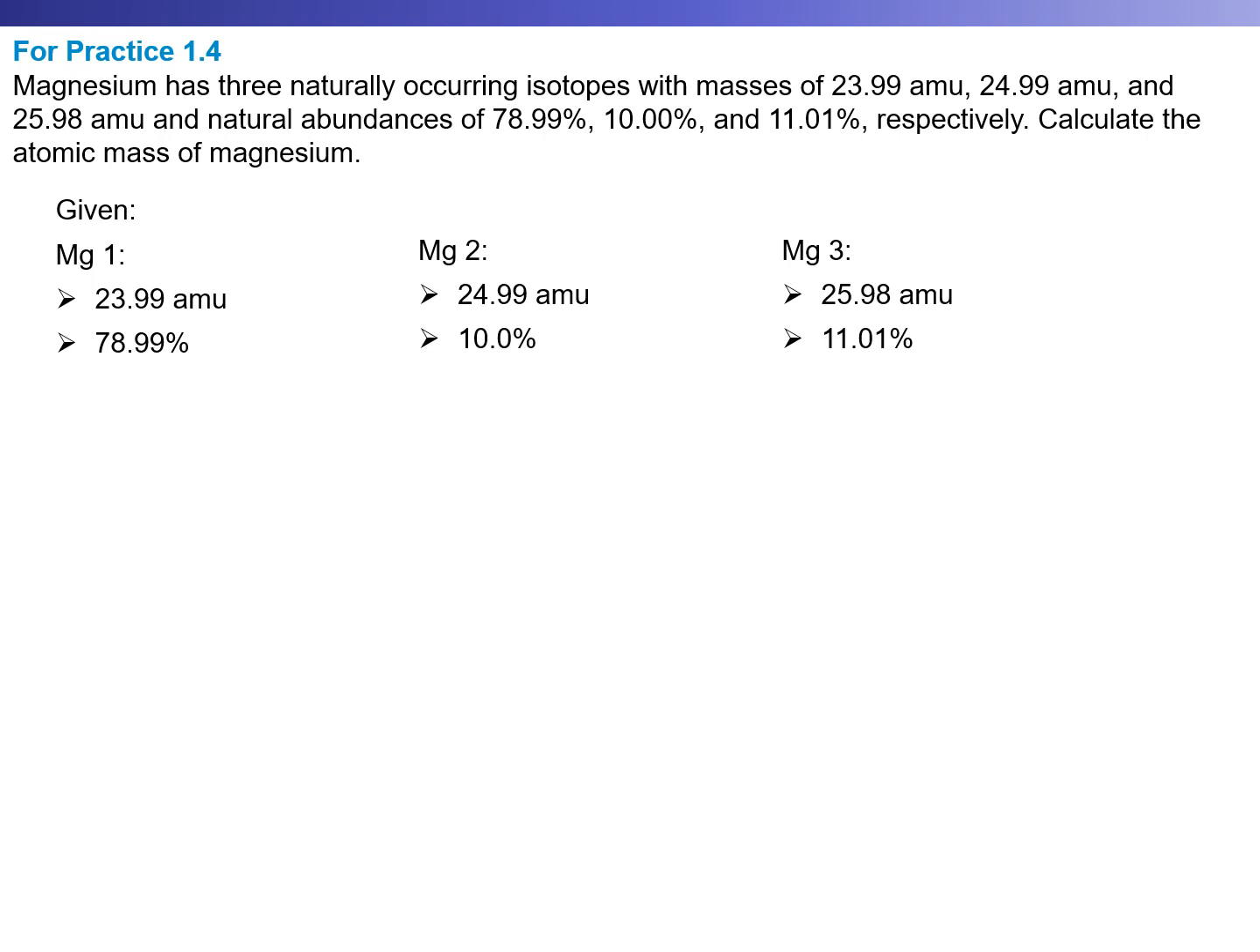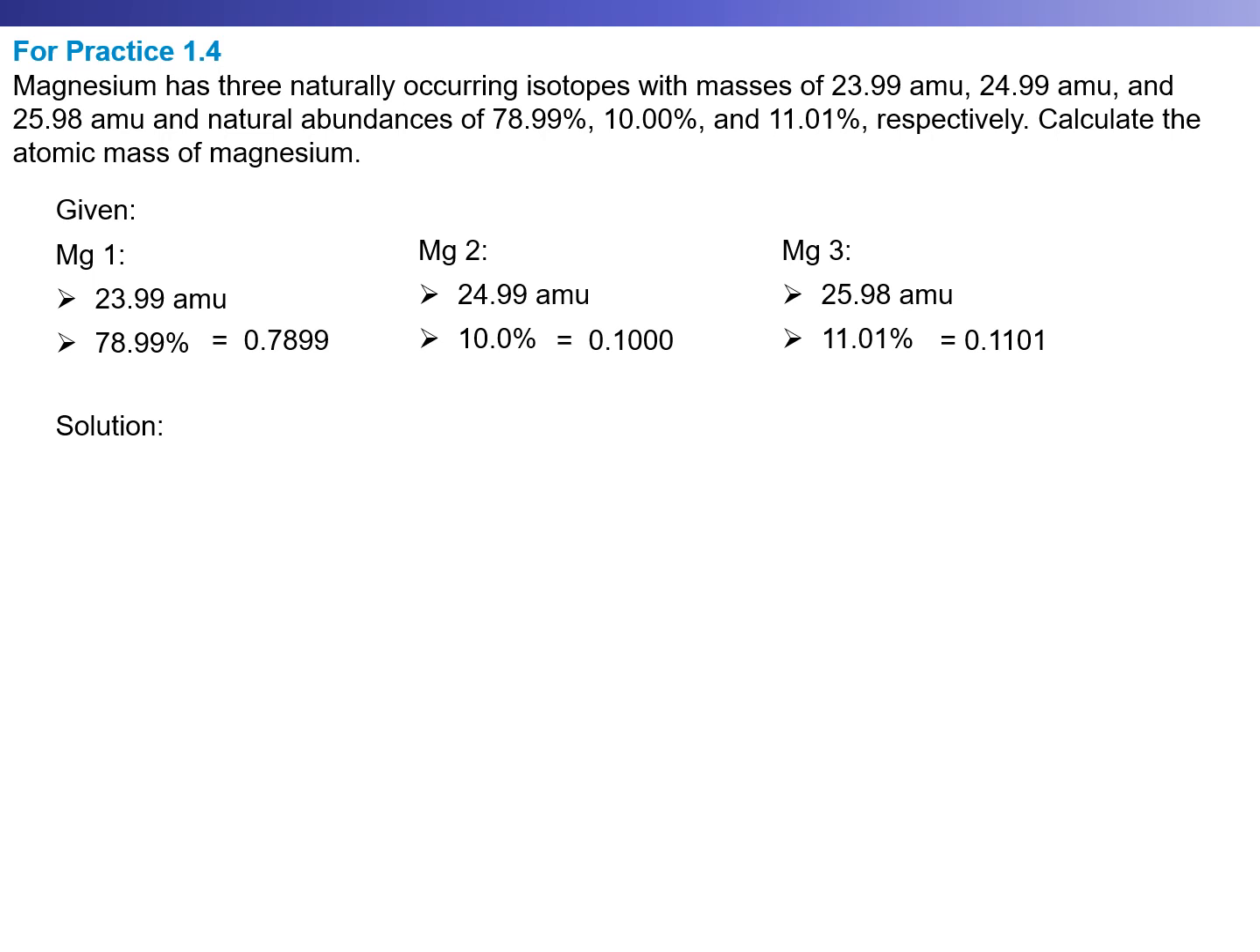Now, it's always easier to eliminate the percentages and just go ahead and put those into decimals. And the way that you do that is you take your value as a percentage and divide it by 100. So for our first value, 78.99%, that's going to become 0.7899. For our second value, 10%, divide it by 100, and it becomes 0.1000. And for the third one, 0.1101. Now at this point, we're ready to go.